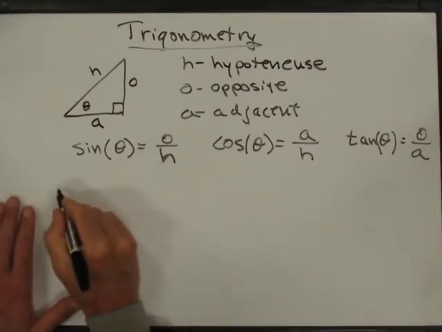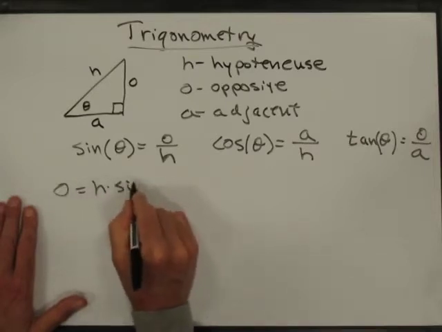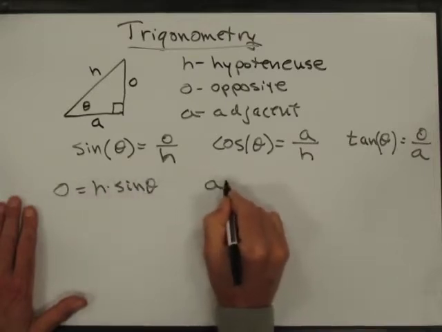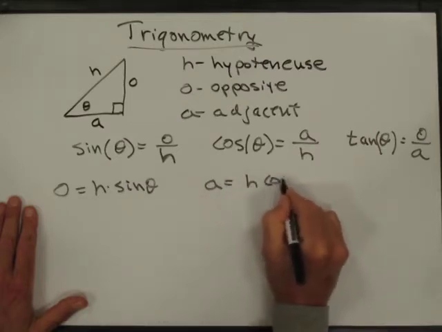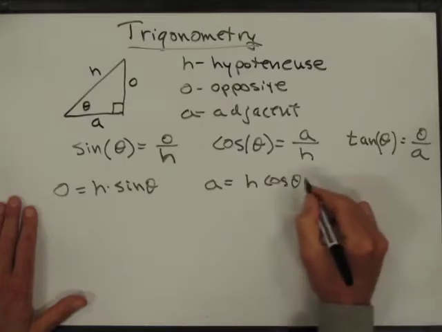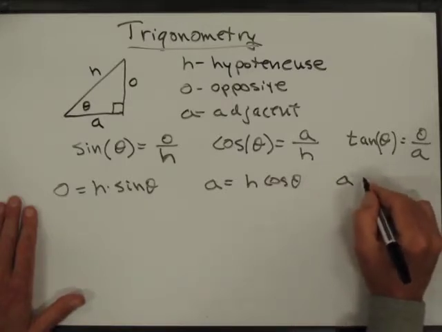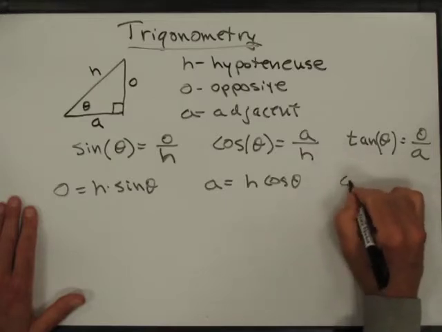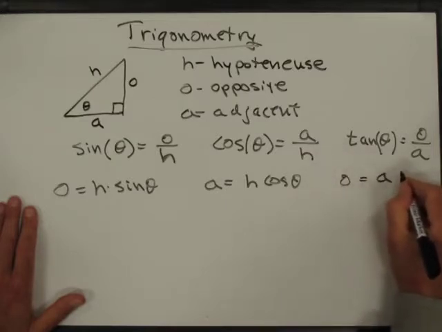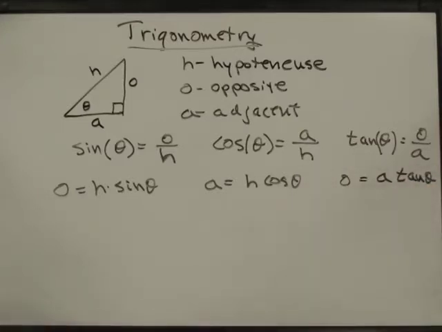And so you can rearrange these and say, look, the opposite side is equal to the hypotenuse times the sine of theta. The adjacent side is equal to the hypotenuse times the cosine of theta. And we can say the opposite side is equal to the adjacent side times tan theta, if we want, for example.